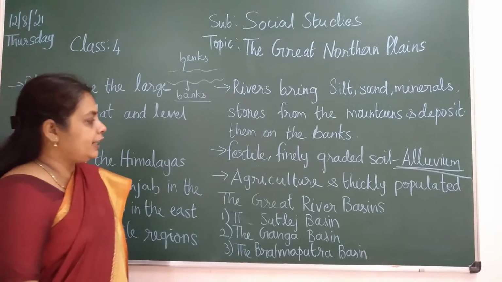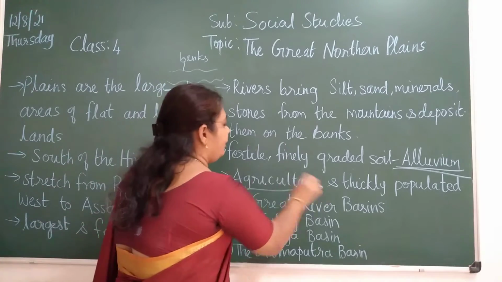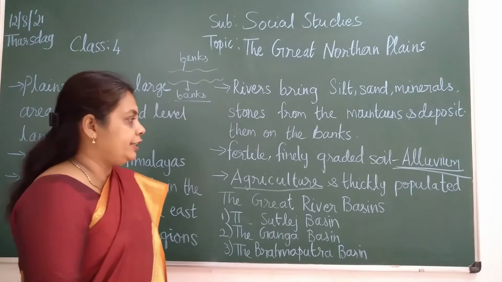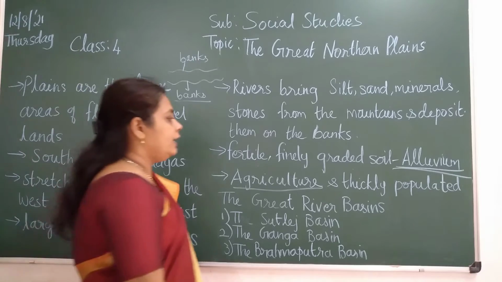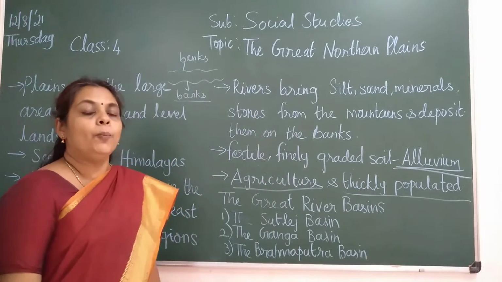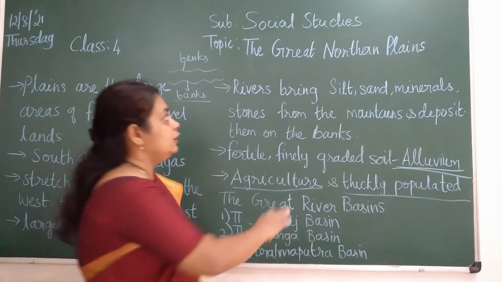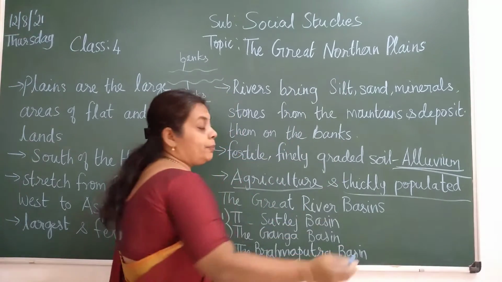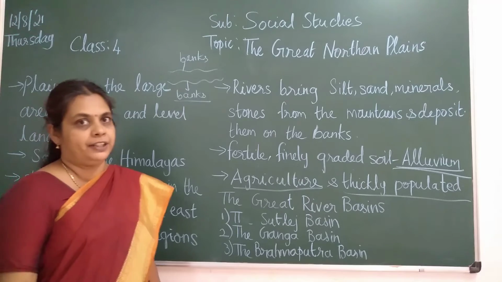Here agriculture is the main occupation, children. They grow different crops, and it is thickly populated. Population is more in the northern plains. In Uttar Pradesh and all, it is thickly populated, children.